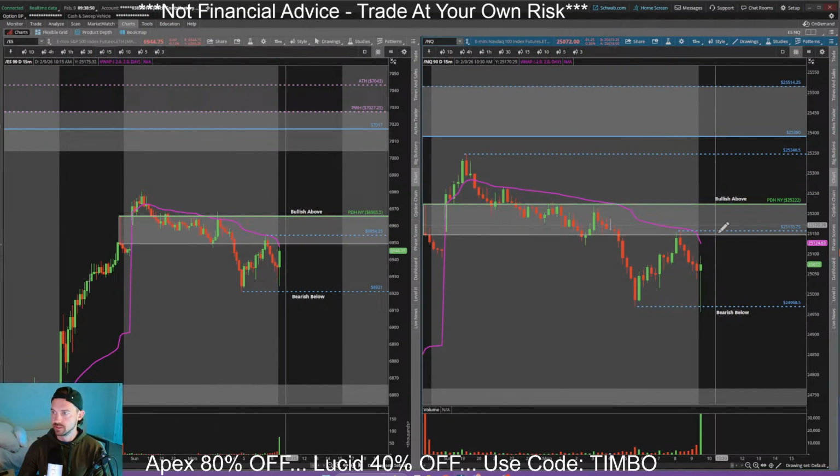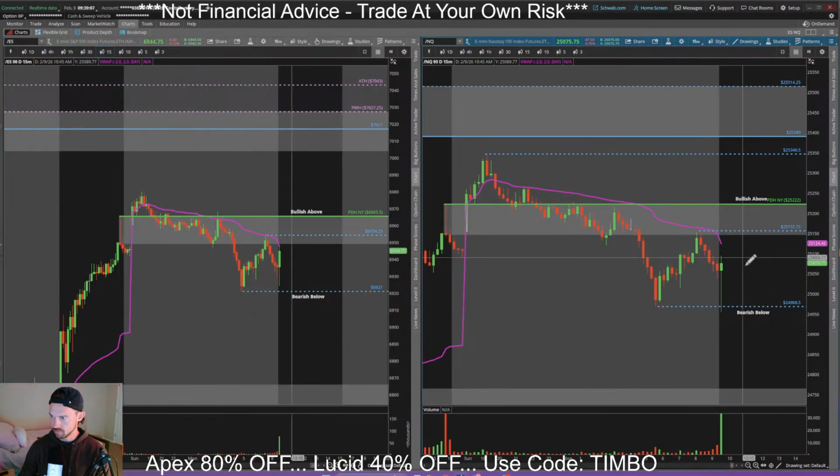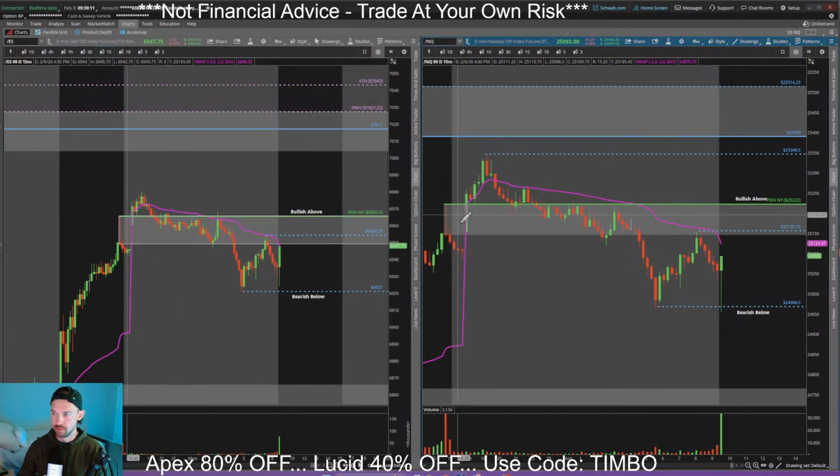So we'll see if we can reclaim the VWAP, get above these pre-market resistance areas, and then ultimately get back above previous day high from Friday. That'd kind of be the goal here for the bulls.